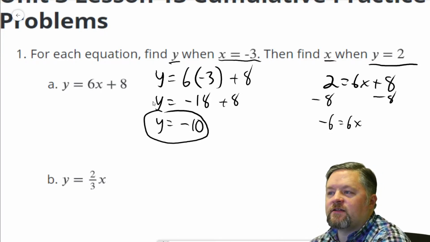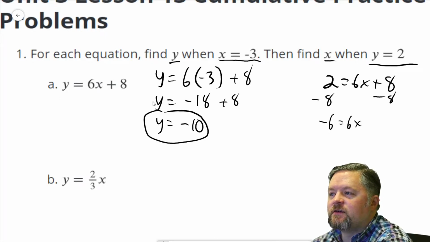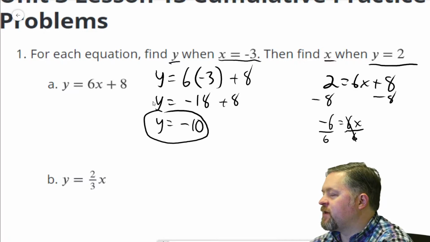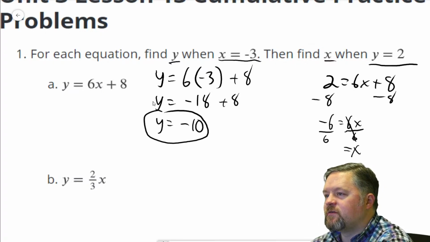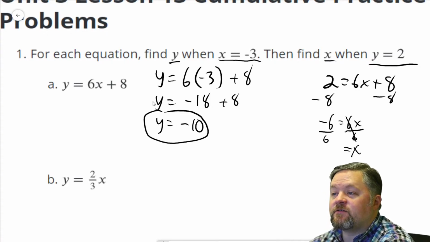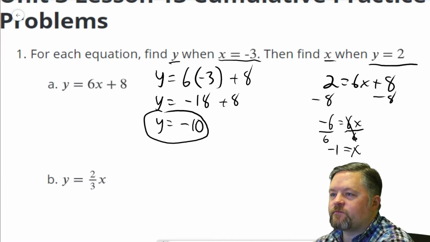Now, how do we isolate the x? What's stopping the x from being by itself? The 6. How do we get rid of multiplying by 6? We divide by 6. Multiplying and dividing by 6 cancel out. x equals negative 6 divided by 6. Anything divided by itself is 1. Negative divided by a positive is a negative. x equals negative 1.